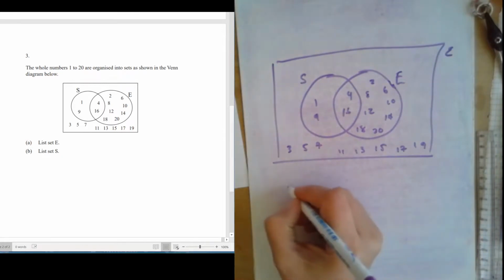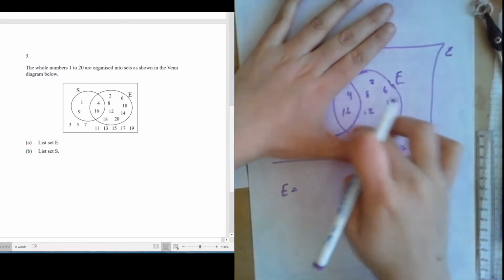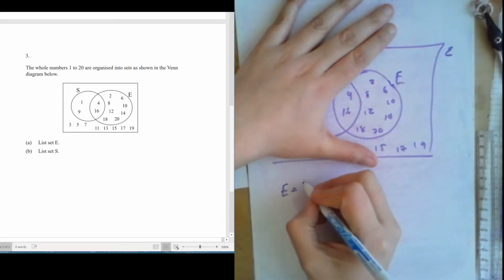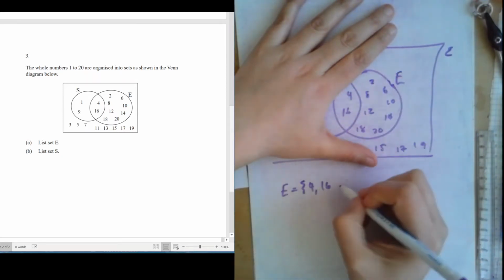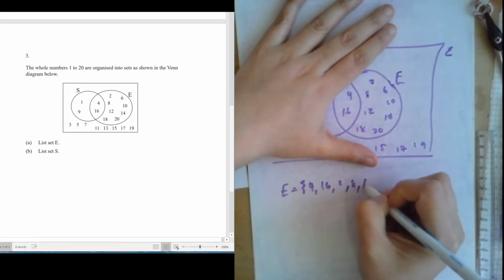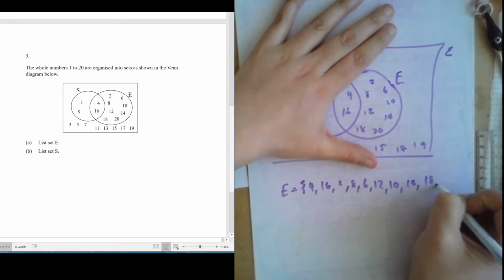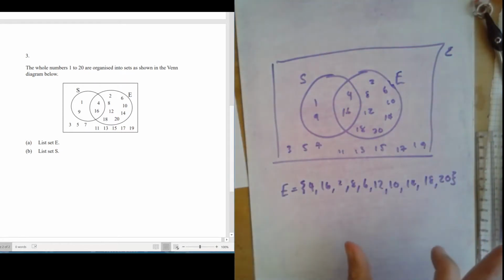So first of all, they want you to list E, okay? For E, I am just going to look at this circle right here. I'm going to list every single number in here. As I've said, it does not need to be in order. So I've got the 4, the 16, the 2, the 8, the 6, the 12, the 10, the 14, the 18, and the 20, okay? And that would be set E.